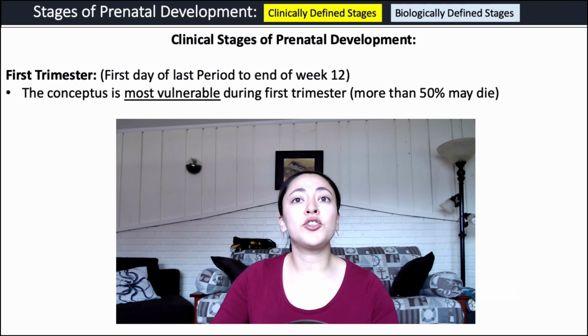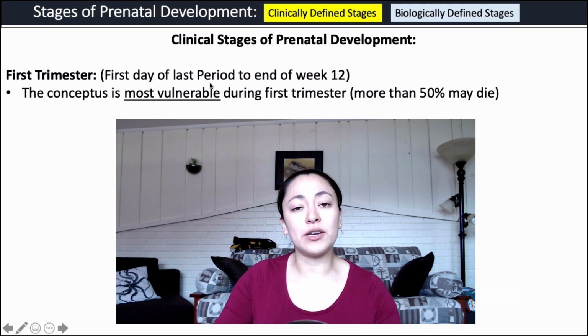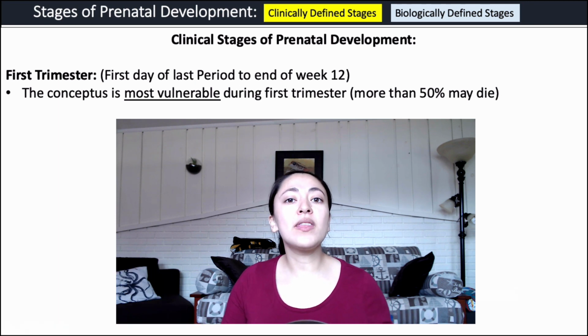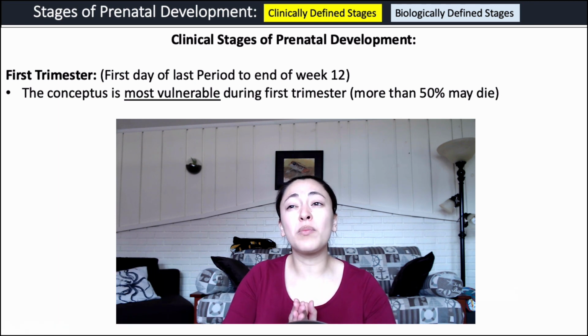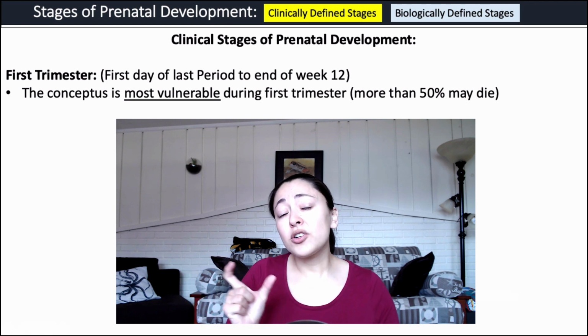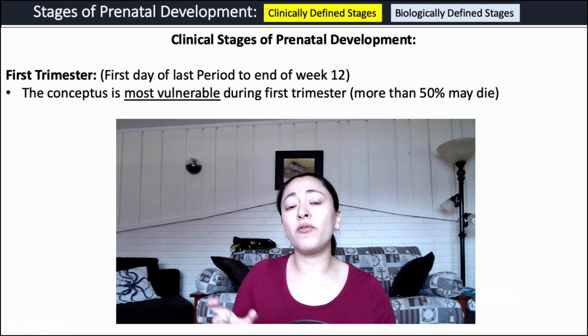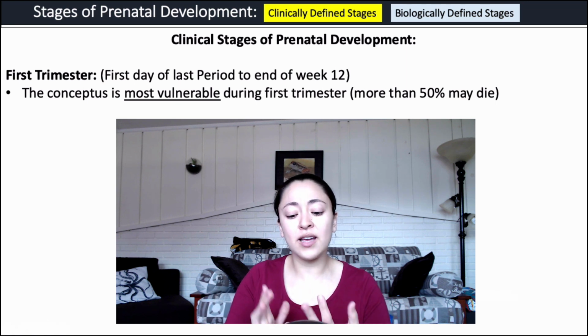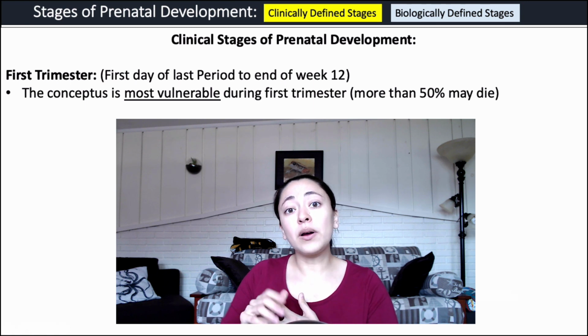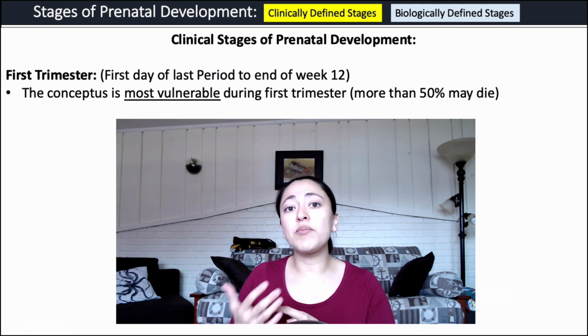The first trimester begins on the first day of the last period, and it continues to the end of week 12. This is when the conceptus is most vulnerable, with more than 50% of them dying during the first trimester. This occurs because the conceptus is very vulnerable to malnutrition during this time, drugs, as well as medications, but also if there's any type of genetic abnormality within the conceptus, it's usually during this time that it will be detected.